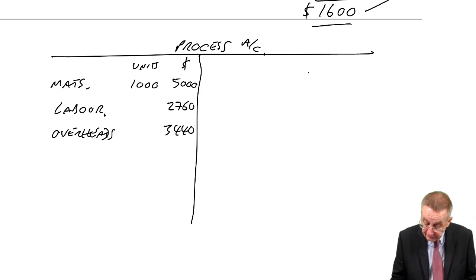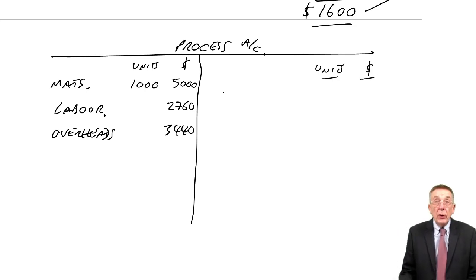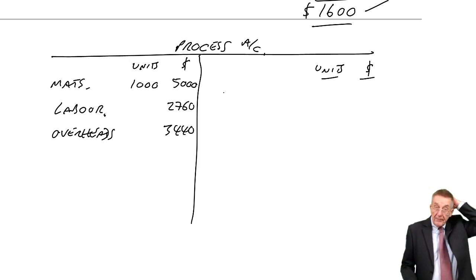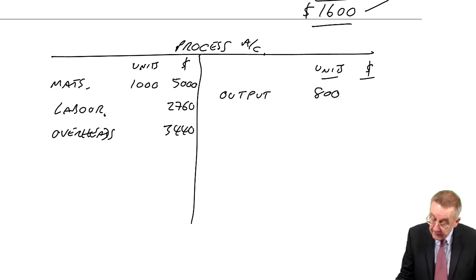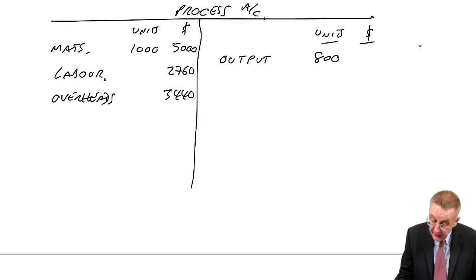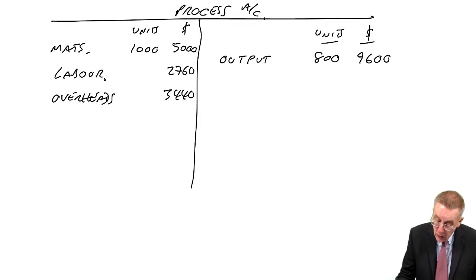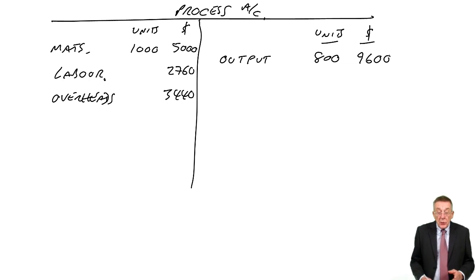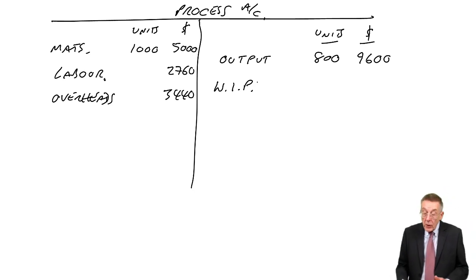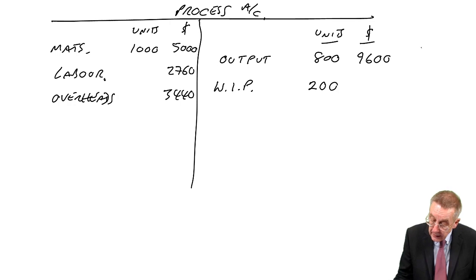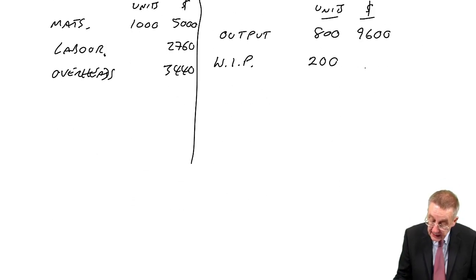What happened to these items? Well, first of all, 800 of them were finished and they were transferred out or output. And we've just valued them. They've got a value of 9,600. The other 200 were work in progress, carried forward, and the work in progress 200, and we valued them at 1,600.